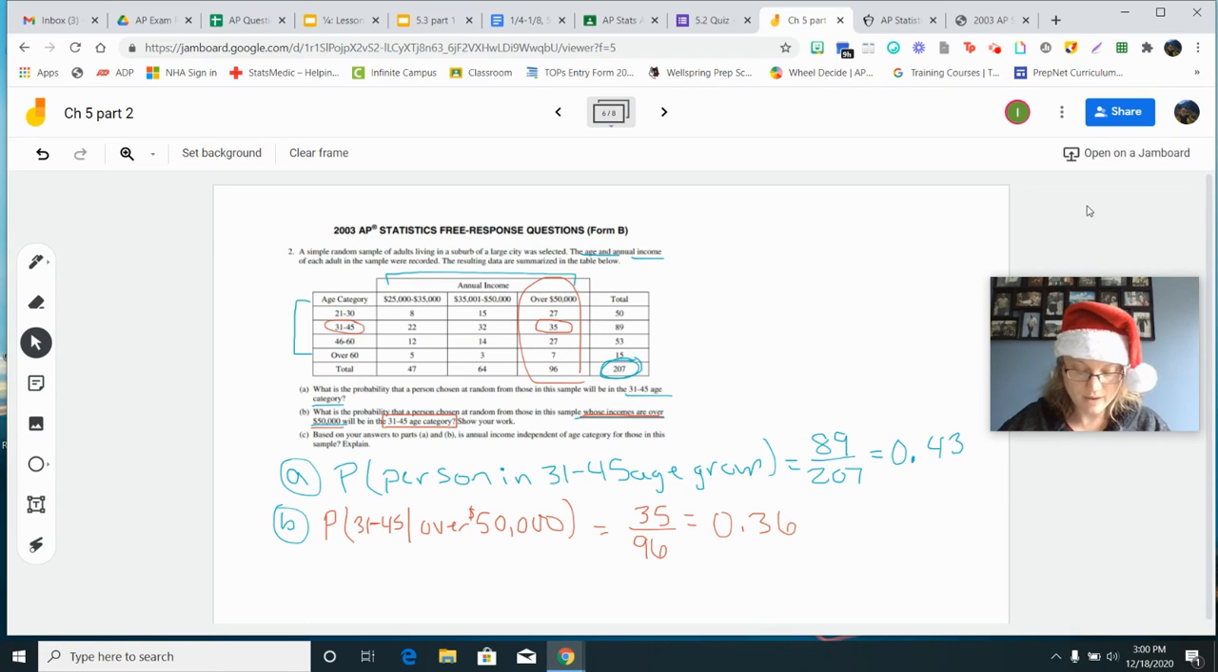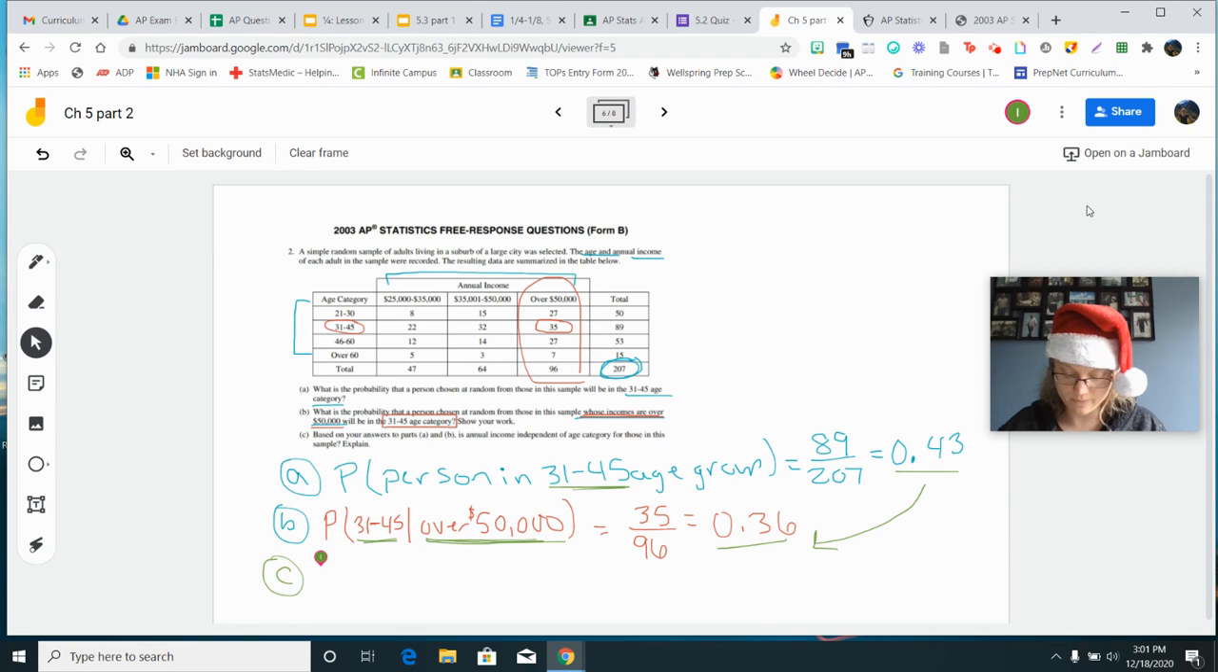Now part C is the follow-up question. You've got 2 answers here: the chance of picking a person that's 31 to 45, and then the chance after setting the condition. Does this probability change? When I slap the condition on there, it's less likely to get somebody in this age group once I put the condition of how much they make. For part C, we just want to explain that.